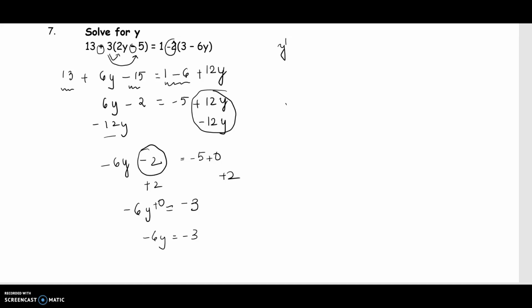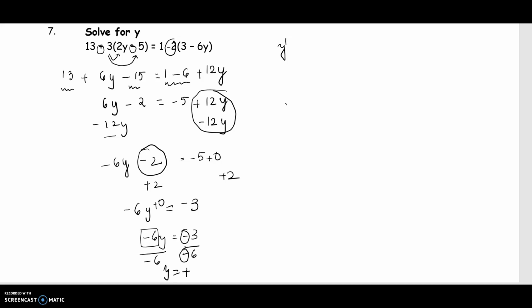Now we need to get rid of the negative 6, but it's multiplied to y. So the only way we can get rid of the negative 6 is by dividing by the exact same number. And if we divide on the left, we need to divide on the right by negative 6 as well. So we have y equals negative divided by negative is positive.